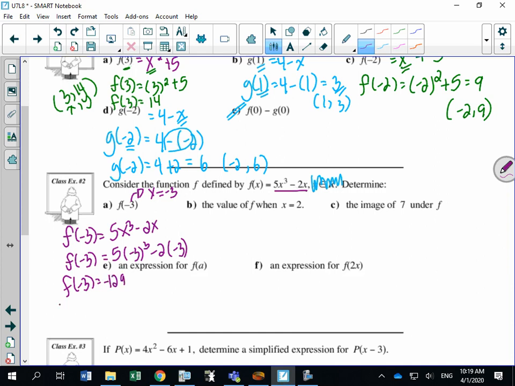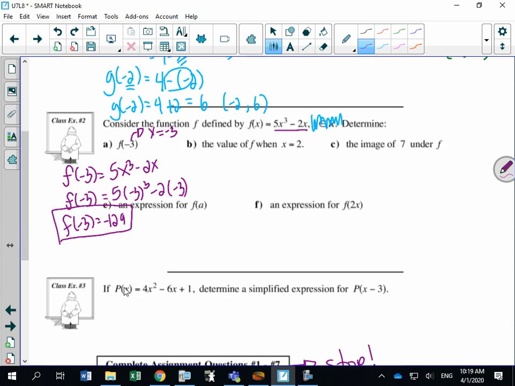And that would be my answer. When x is -3, y is -129. And if I said, well, what would that ordered pair be? When x is -3, y is -129.